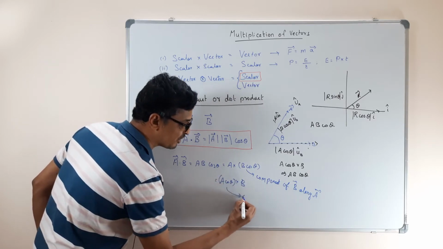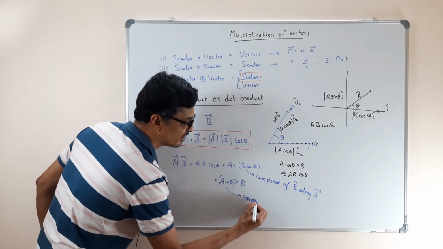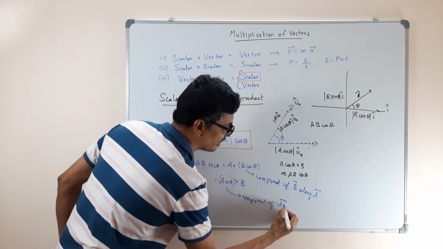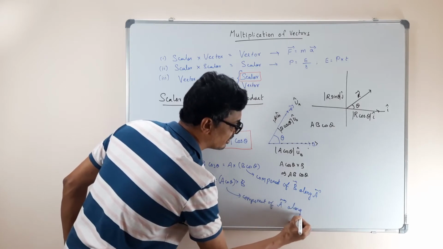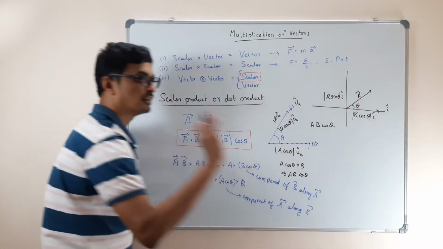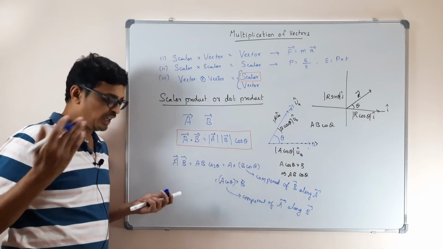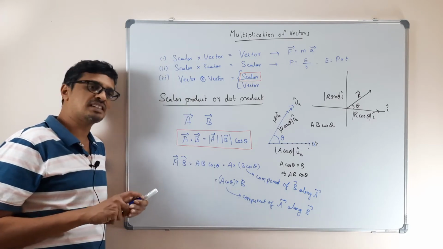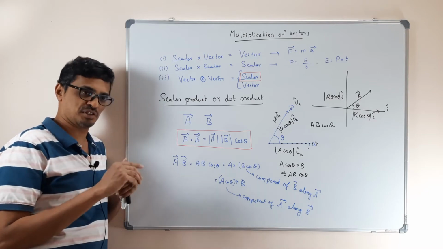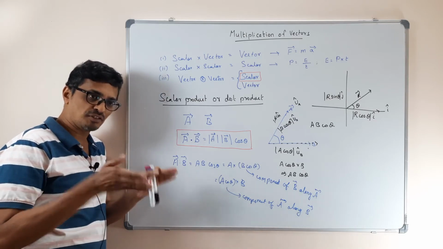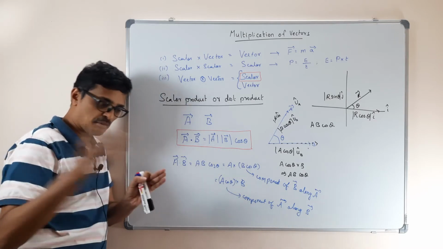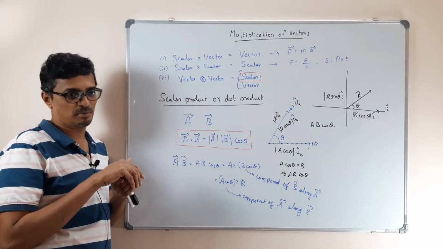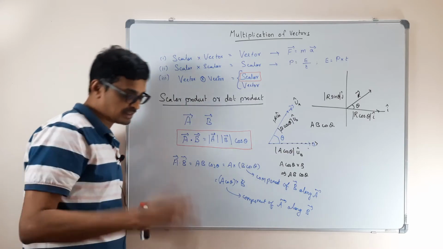Or I can also write it as A cos theta into B, or you can say the component of A along B. It doesn't matter, because you are not bothered about the direction. You want to just multiply the magnitudes. So get all of them in the same direction, multiply the magnitudes, and that's what you call a scalar product.